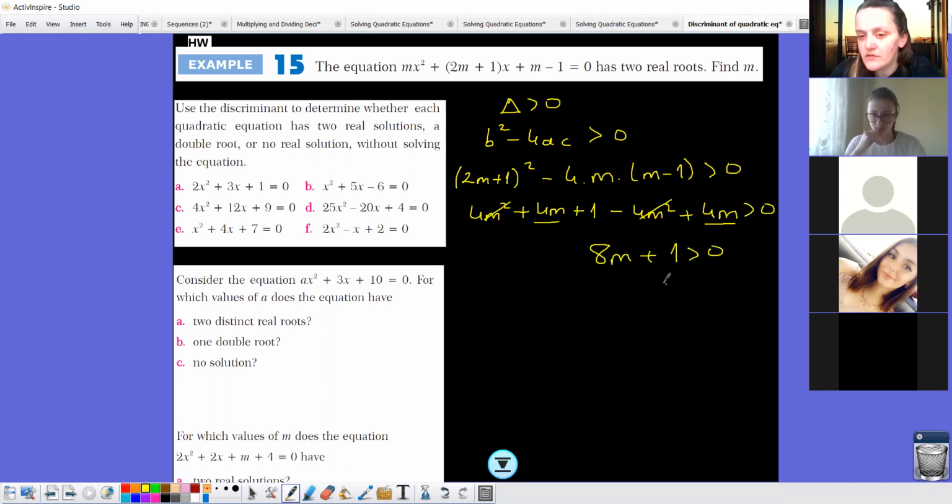I will take 1 to the other side. 8m is greater than minus 1, and then m will be greater than minus 1 over 8.